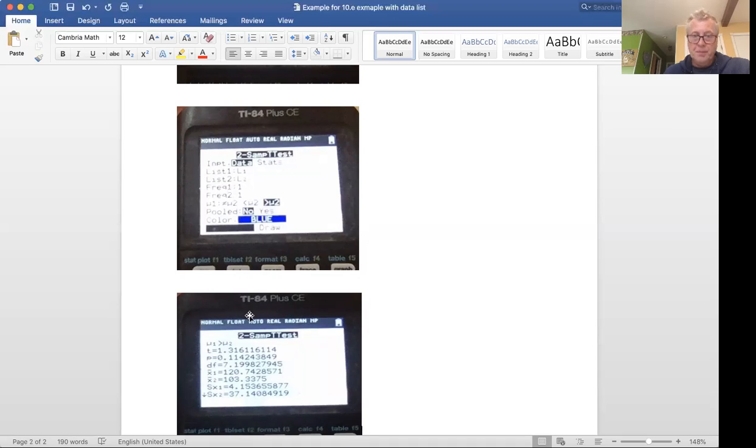And we enter. When we enter, we get 1.3166 for T, and so on and so forth. Again, we round to 2 decimal places, we get 1.32. Our next value is the p-value, 0.1142. Rounding, we get 0.1142 to 4 decimal places.